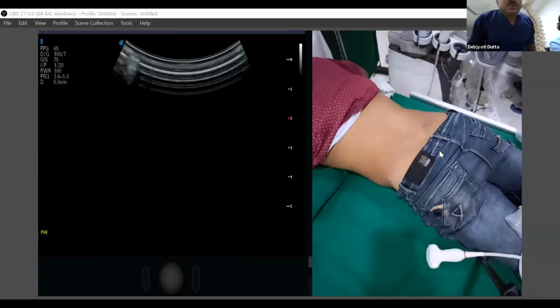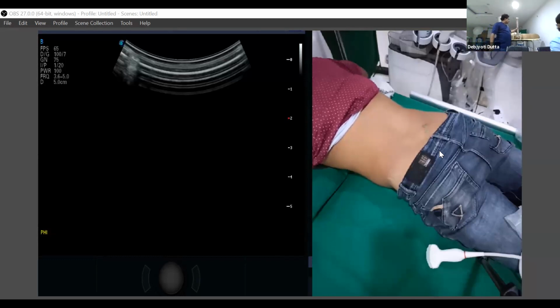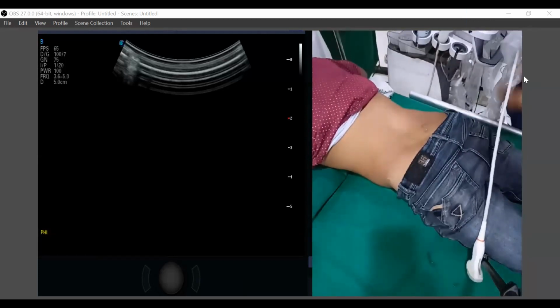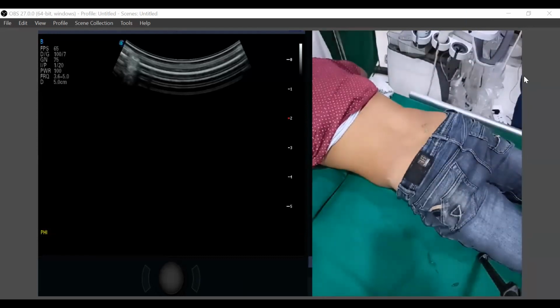So let's share. Again, if the patient is lean and thin, it is usually done with the straight probe or the linear probe. So first I am taking the linear probe for this patient. I am changing the probe. Here is the linear probe.